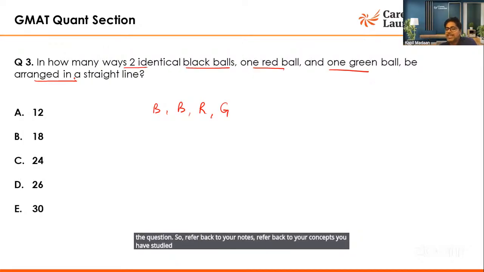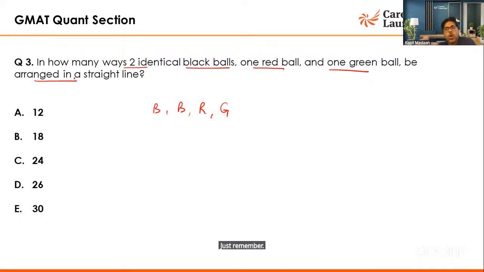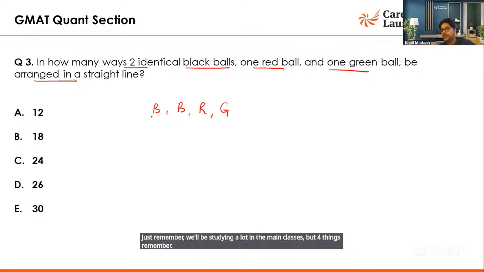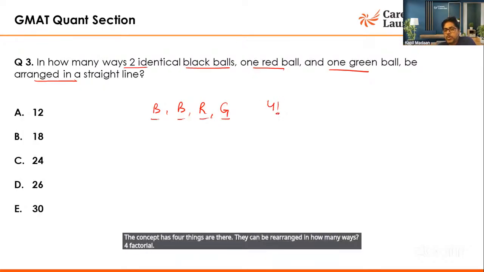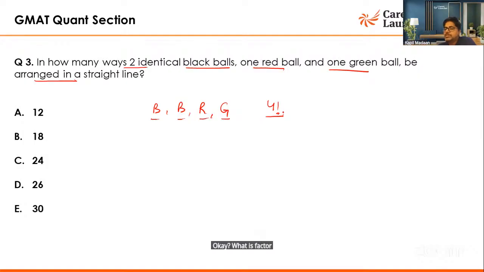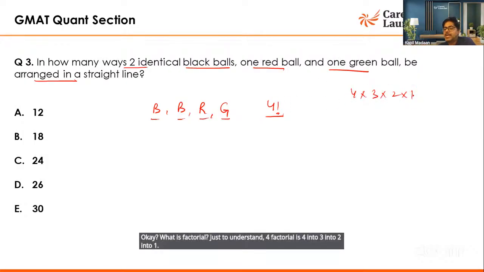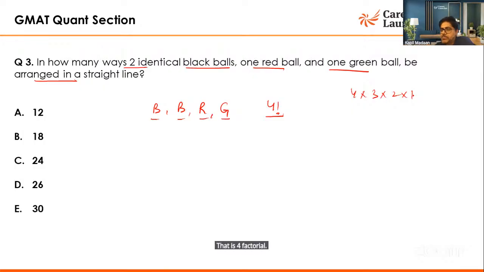Now here, just remember, we'll be studying a lot in the main classes, but four things, remember, if four things are there, the concept is they can be rearranged in how many ways? 4 factorial. Okay. What is factorial? Just to understand, 4 factorial is 4 into 3 into 2 into 1. That is 4 factorial. Okay. So if four things are there, in how many ways?